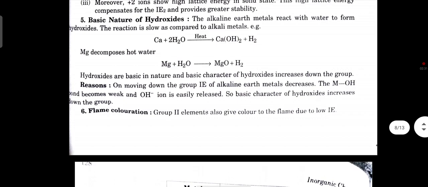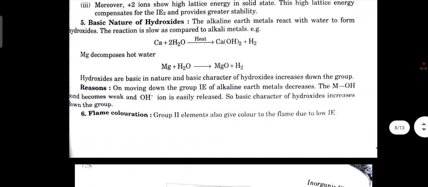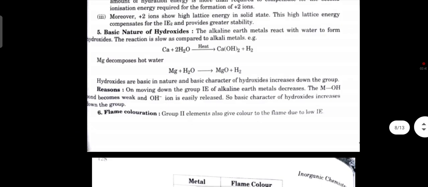Now we will discuss the basic nature of hydroxides. The alkaline earth metals react with water to form hydroxides. The reaction is slow as compared to alkali metals. Hydroxides are basic in nature, and the basic nature of hydroxides increases down the group.